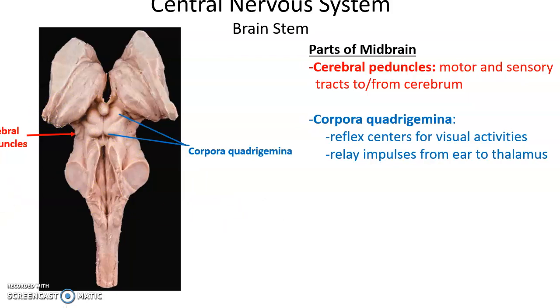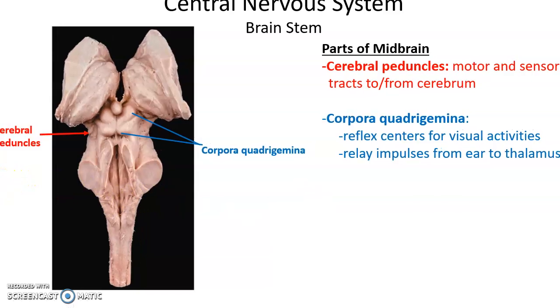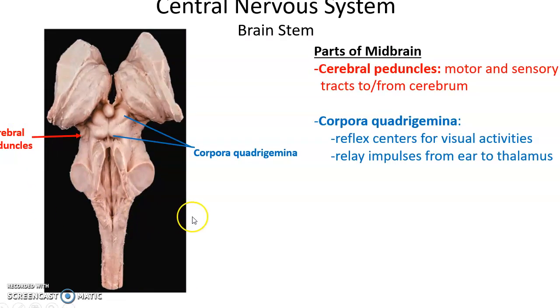Also, the midbrain has what are called the cerebral peduncles on its lateral sides and anterior side. The cerebral peduncles are how it connects to the cerebrum. So this is the physical connection between the cerebrum and the midbrain.